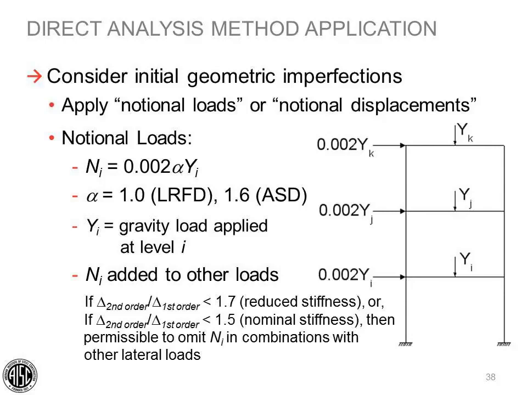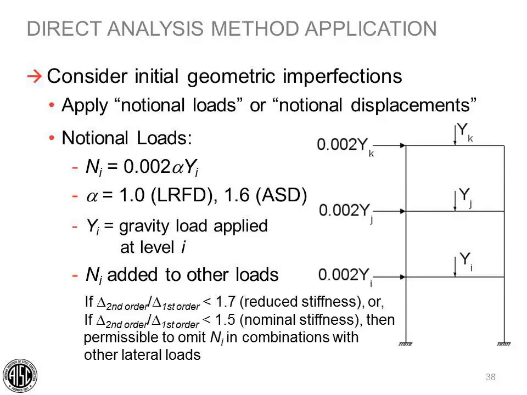Specification does have an exception though. If the second order effects are low enough, less than 1.7 using the reduced frame stiffness, or less than 1.5 using the nominal unreduced stiffness, then you're permitted to apply the notional loads only with the gravity-only combinations, and need not apply the notional loads as additive to other lateral loads. The reason for this is that if the second order effects are low enough, then not adding the notional loads along with the other lateral loads results in errors that are within reason, and the approach is not any more inaccurate than other methods.